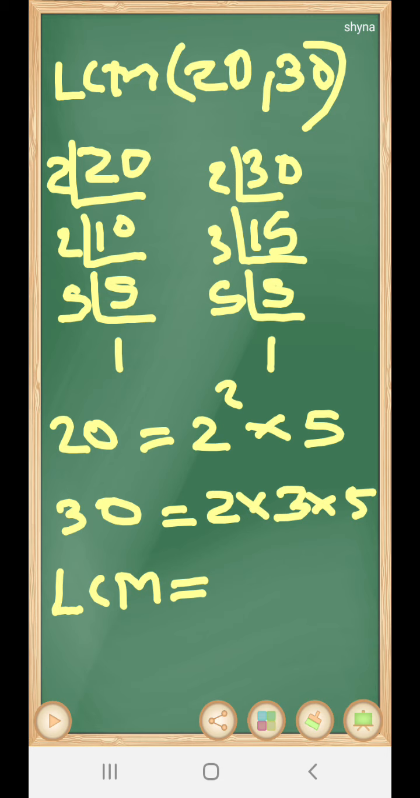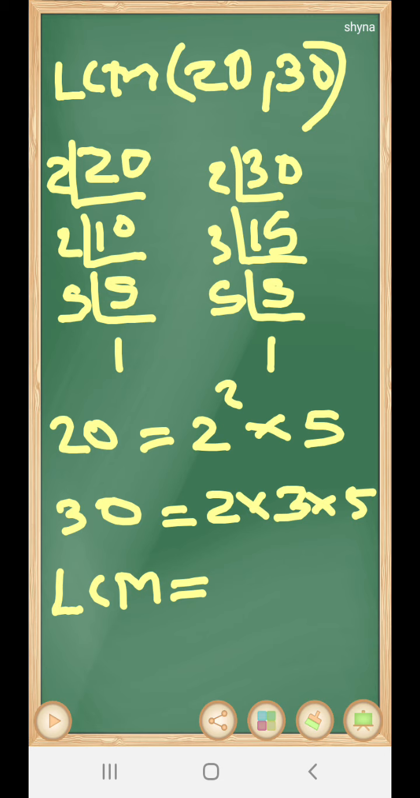In the case of LCM, you have to consider all the factors included in the factorization. 2 is there, 5 is there, 3 is there. So you have to consider all. No need to consider common factors only. 2, 3, 5, all. Then LCM is the product of all factors with the greatest power.